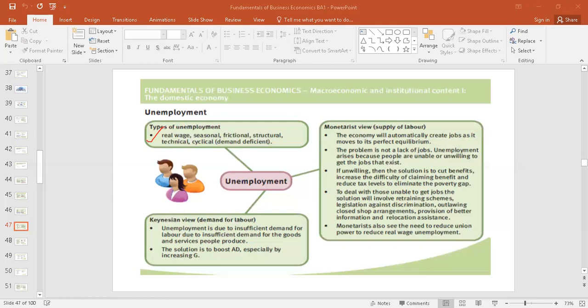After frictional unemployment, we see structural or technical unemployment. See, how do we explain structural unemployment?